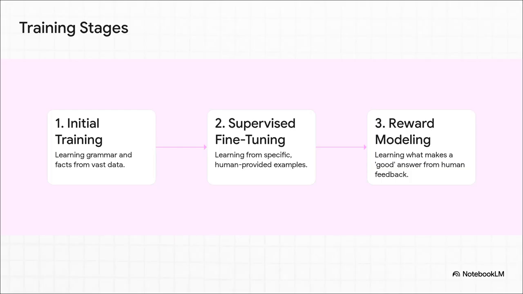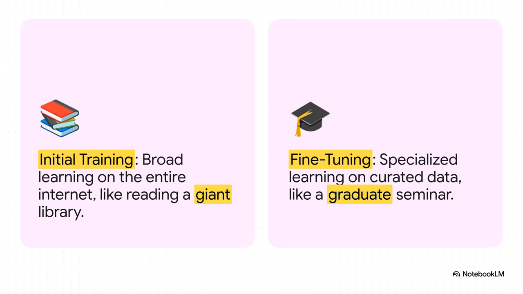First, you have the huge initial training, where it learns the basics of language. Then, it gets fine-tuned by humans, who show it really high-quality examples of specific tasks. And finally, there's reward modeling, where humans actually rank the AI's answers to teach it what a good and helpful response actually looks like. And a difference here is really key.